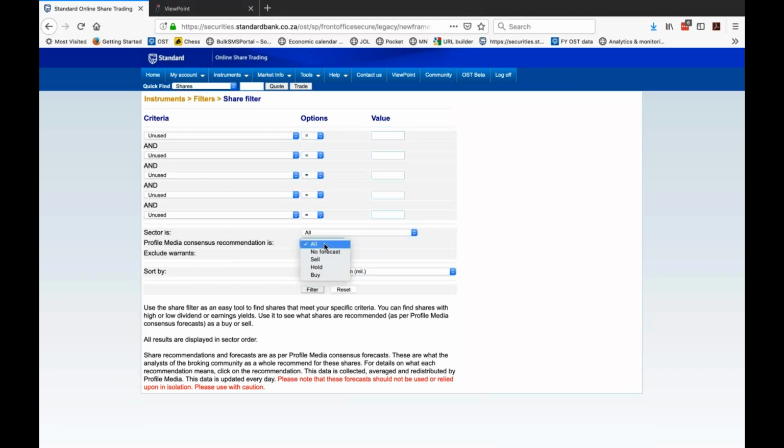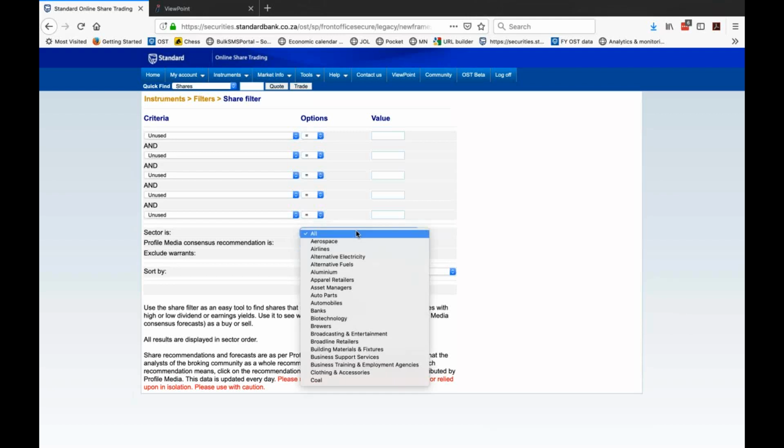Profile Media consensus: so all stocks that are sell, buy, or hold, or those that have no forecast. Profile Media polls the investment analyst community, asks their recommendation of stocks, and we get probably about 80 or so shares that then have results on them. We'll do a buy search in a moment, but let's get to sector.